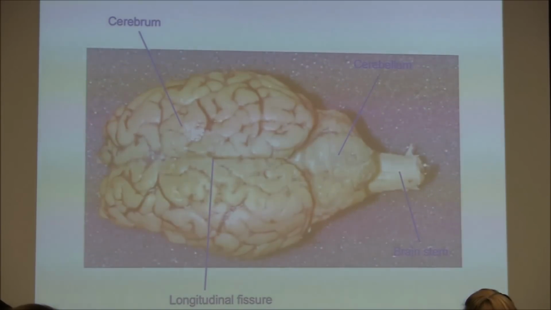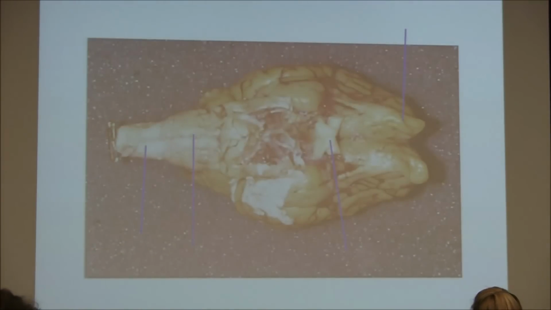You guys okay if I switch? Now, this is the ventral side of the brain, so underneath. What is this right here? Olfactory bulb. Okay, what is this? Close. Optic chiasma.